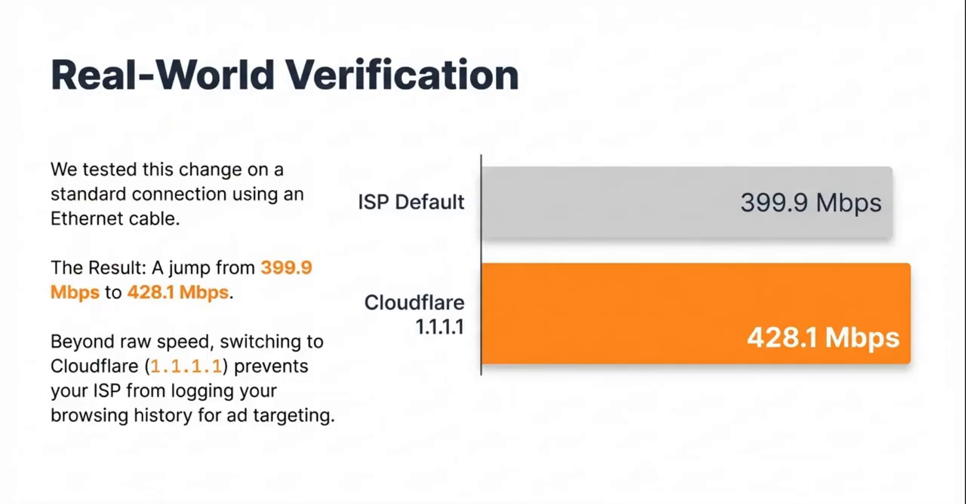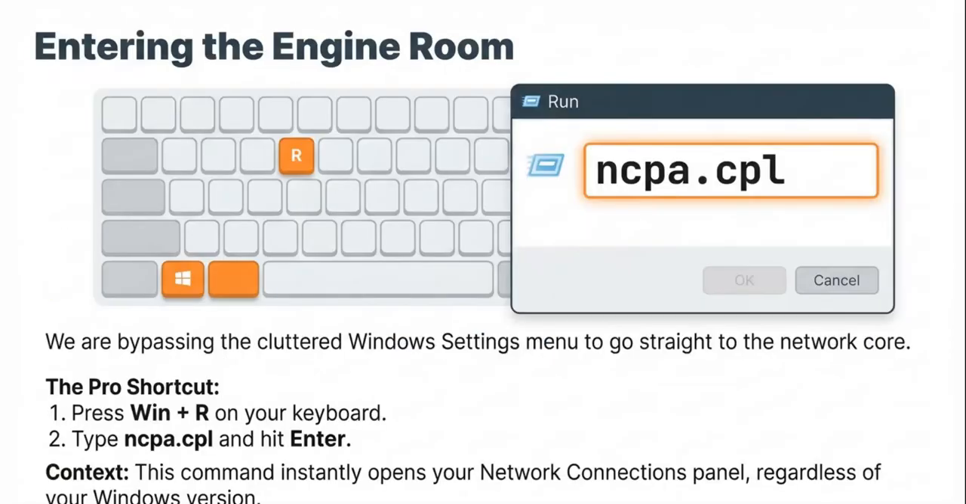We tested this change on a standard connection using an Ethernet cable. The result: a jump from 399.9 megabytes per second to 428.1 megabytes per second. Beyond raw speed, switching to Cloudflare prevents your ISP from logging your browsing history for ad targeting.